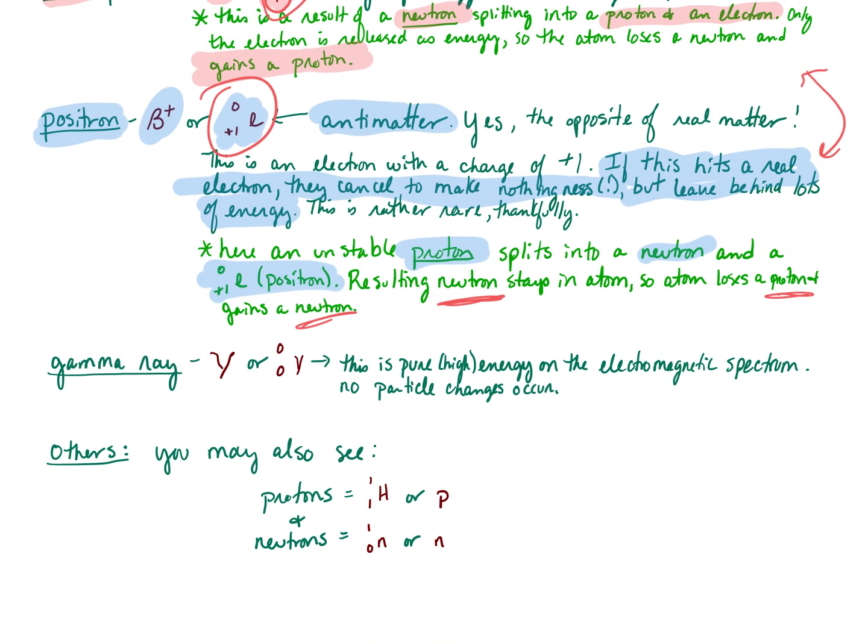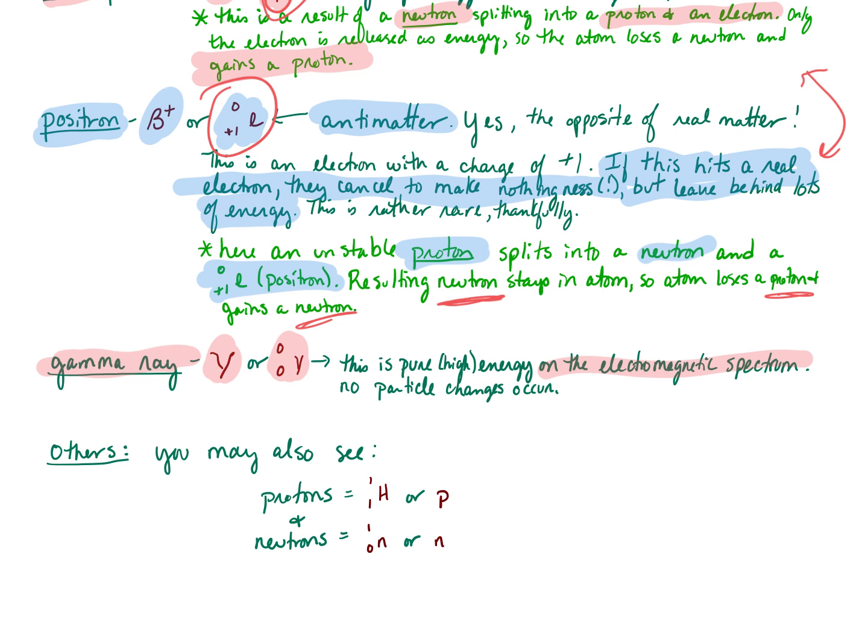Okay, so gamma rays. These are a lot easier to actually deal with in reactions, at least, because gamma rays are just energy. So they look like this weird Y, and it's a 0 over 0. And what that is, it's just pure high energy. It is on the electromagnetic spectrum. No particle changes are going to happen.